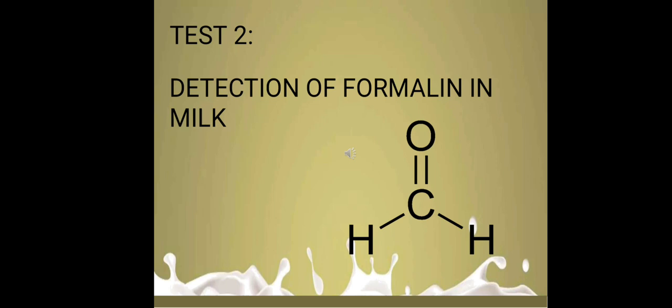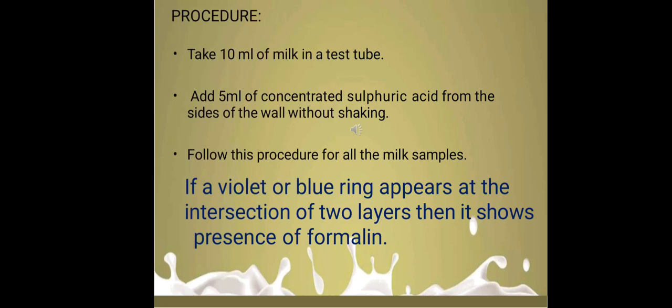The second test we performed was to detect formalin in milk. To test milk for the presence of formalin, we took 1 ml milk sample in a test tube. Then we added 5 ml of concentrated sulfuric acid from the side walls without shaking. We followed the same procedure for the rest of the milk samples. The appearance of a violet-blue ring at the junction of the two layers indicated formalin.